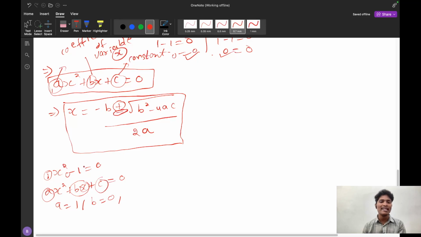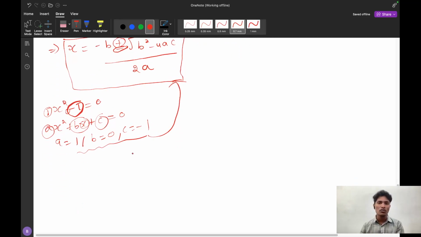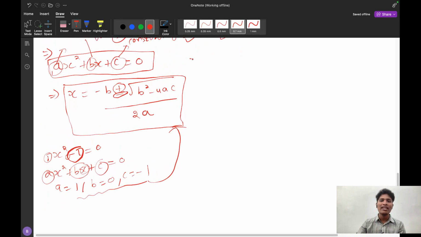And what is c? C is a constant and it is minus 1. Using these three values, if I substitute into this equation, what will I get? I will get minus b. First, I have to substitute 0 here.